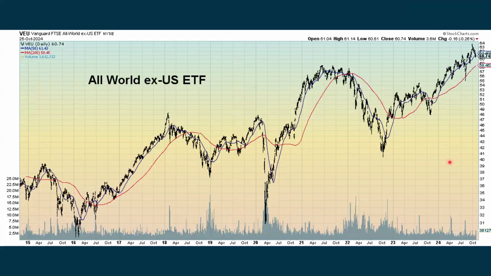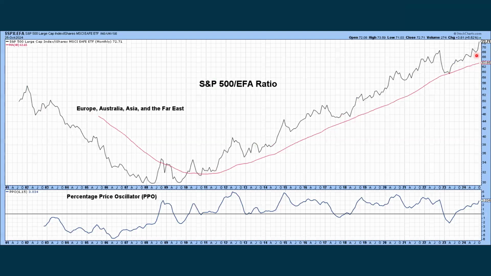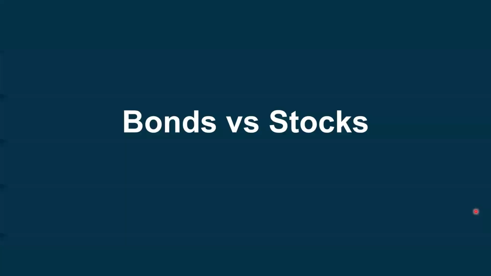We use the all world ETF here, which takes out US stocks, pulling back a bit here, but still looking pretty solid by themselves. When you compare it to the S&P, US stocks are continuing to outperform quite a bit. Then here is a monthly chart of the S&P with a ratio of this EFA. These are stocks in Europe, Australia, Asia, and the Far East, showing how US stocks are continuing to outperform. And again, this is a monthly chart. So longer term, we're seeing this momentum oscillator continue to go up.